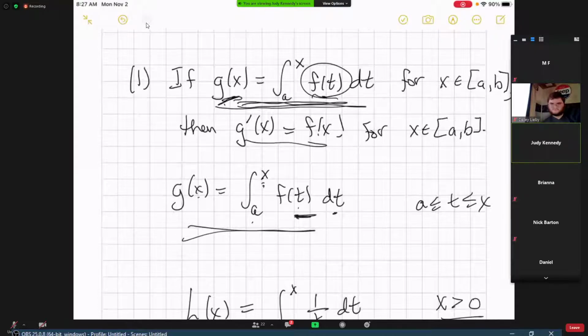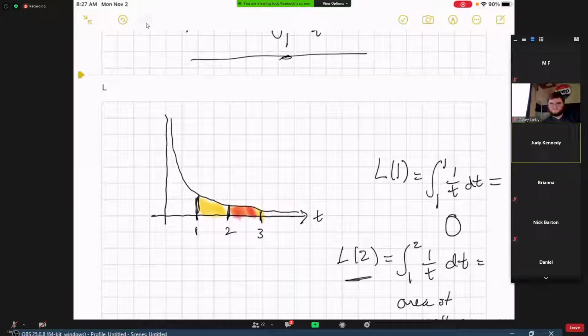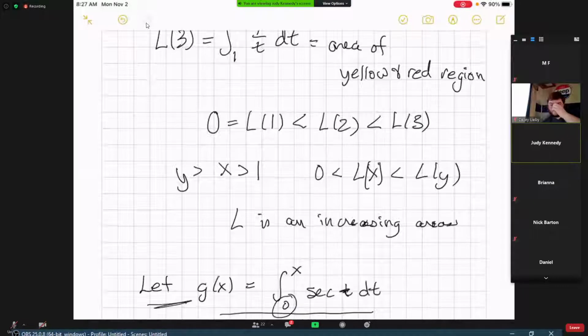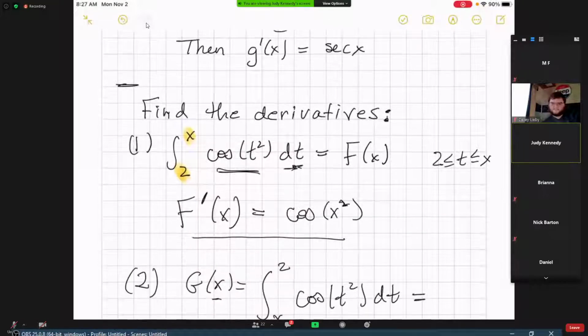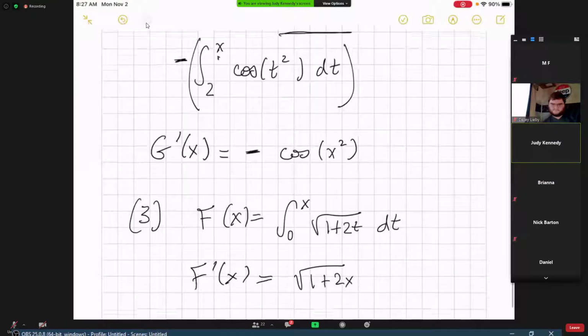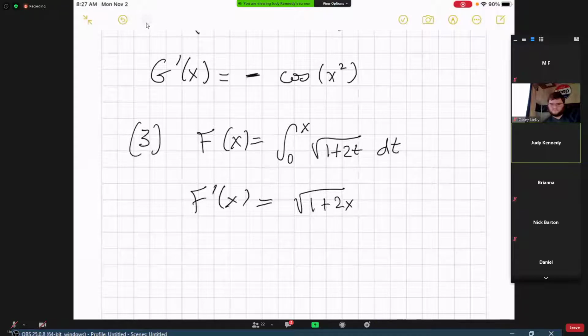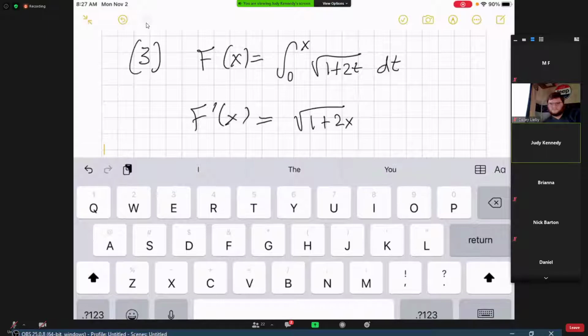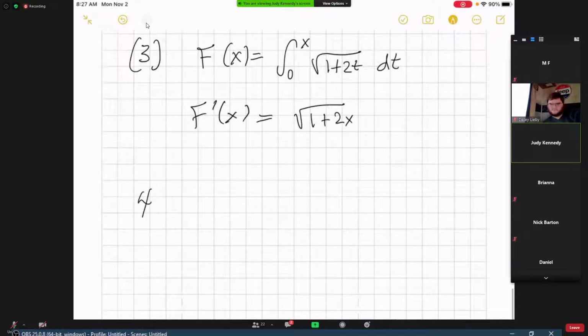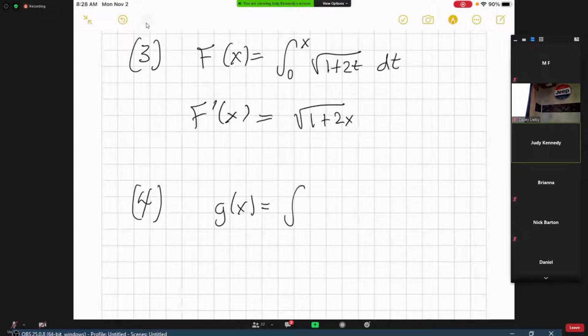And this is true. Actually, we could even prove this theorem. I don't know if y'all would be interested in seeing that. But it's just the square root of 1 plus 2t. But now, let's change it. So now, I'm going to call this g of x. What if I make that x squared?